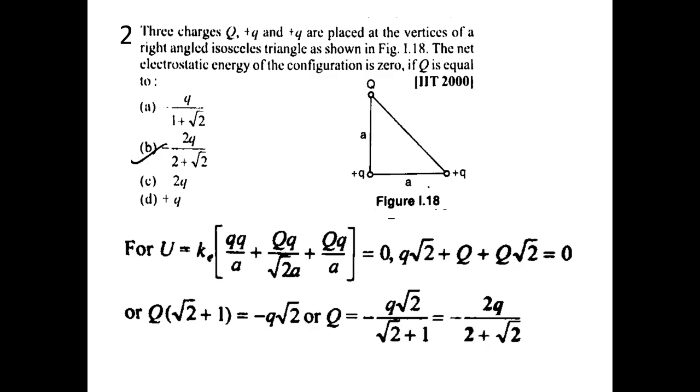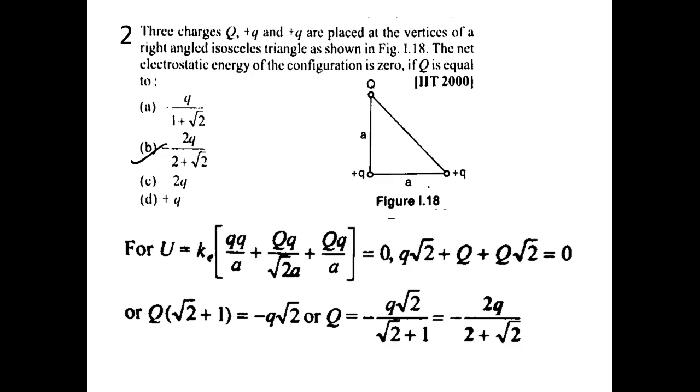Now in question number 2, three charges capital Q, plus q and plus q are placed at the vertices of a right angled isosceles triangle as shown in the figure. The net electrostatic energy of the configuration is 0 if Q, that is capital Q, is equal to. Now 4 options are given to you. You have to select the correct option.